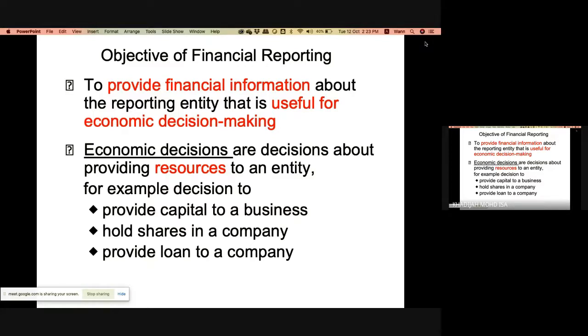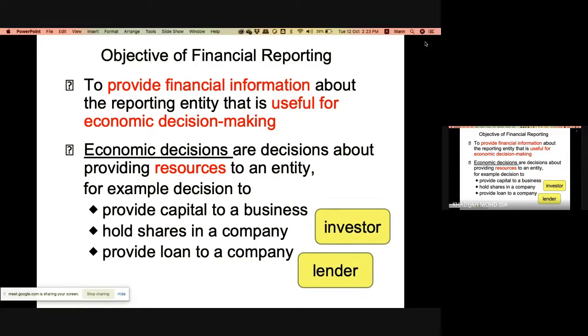Remember that we're talking about the usefulness. In order for you to make a decision, you need useful information. Where does it come from? One is from the financial information. Economic decisions are decisions about providing resources to an entity. For example, the decision to provide capital to a business in terms of investment, whether you want to hold shares in a company, especially for an investor, or to provide a loan to a company, this one refers to the lender.